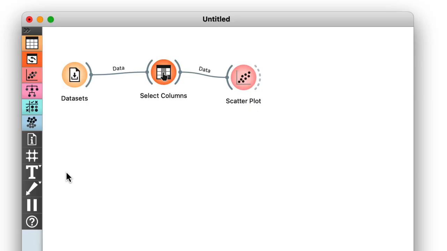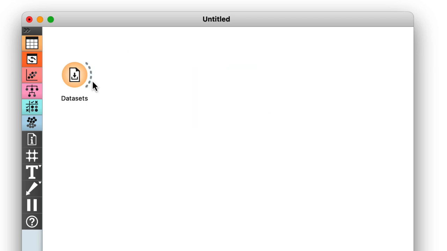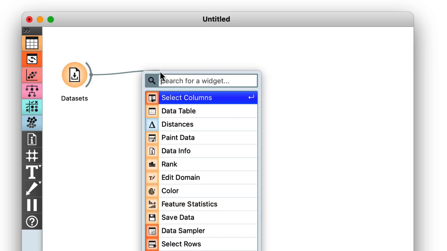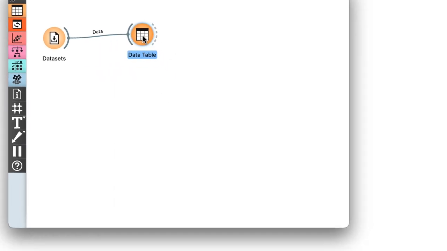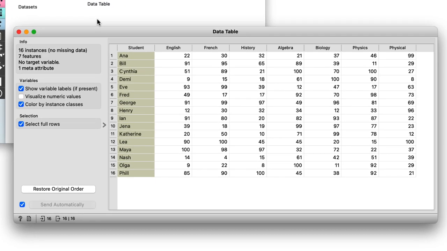It's now time to try clustering our entire dataset. We eliminate the select columns and scatter plot, and first check the data in data table. Here, we remind ourselves that this data reports on the grades of 7 different subjects. Therefore, each student lives in a 7-dimensional space. I hope they feel fine there. I sometimes feel dizzy in just 3 dimensions.